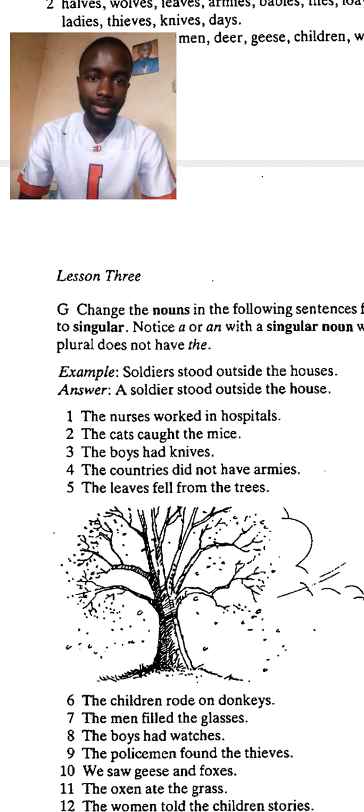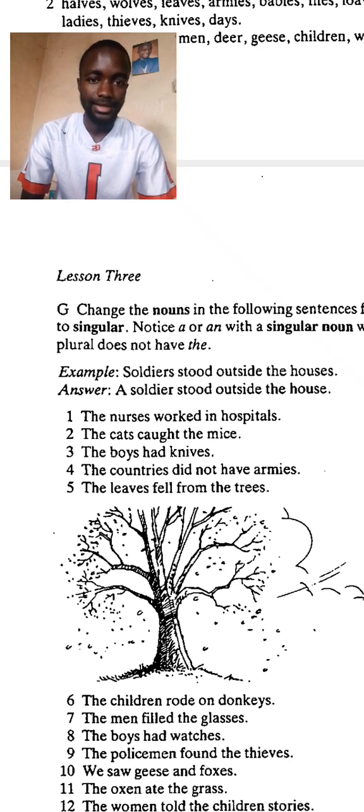The cats caught the mice. The words cats and mice are in the plural form. We want to change them into the singular form. Cats, we just remove the S: the cat. Mice, we're changing the whole word to what? Mouse. It is more irregular. It is part of the most strong-headed words, if I might call it that way.